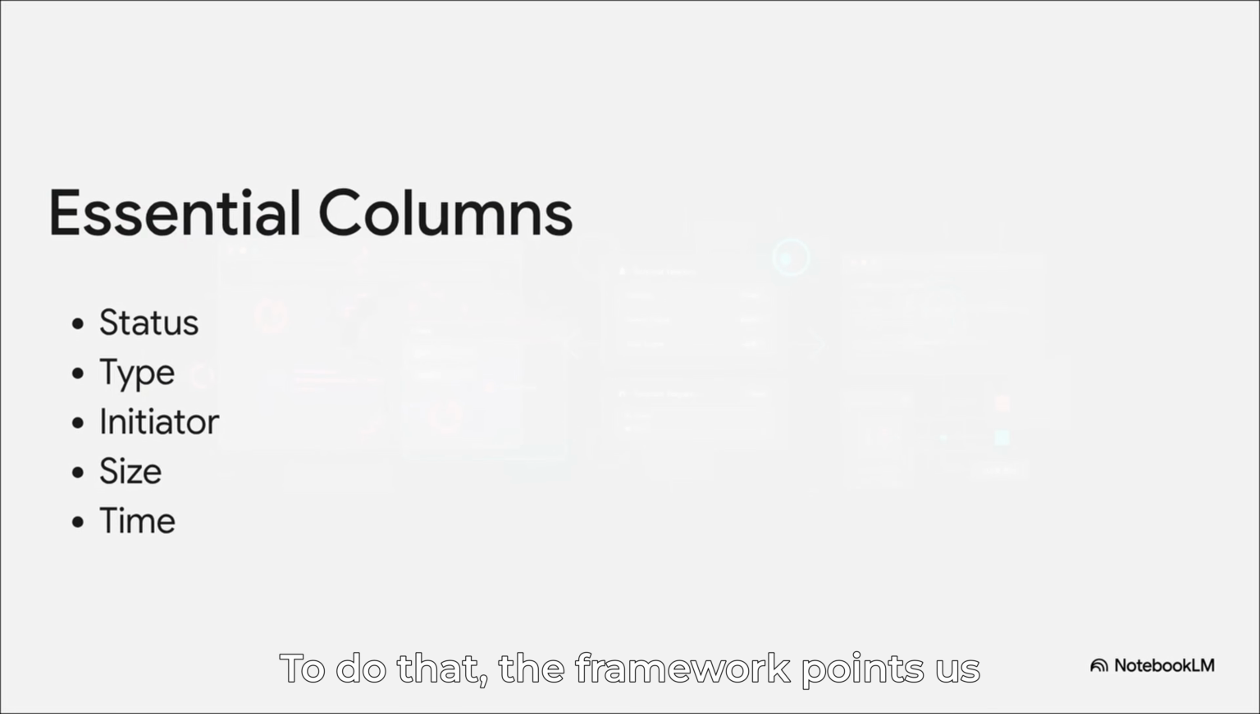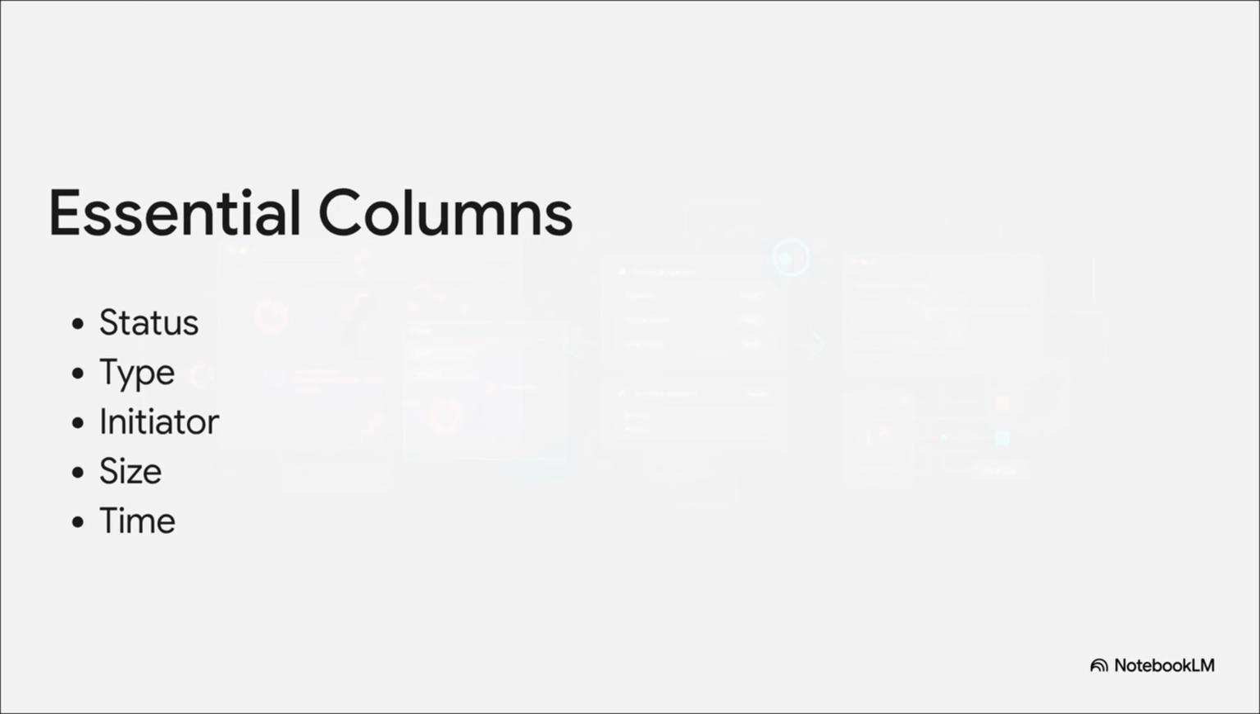To do that, the framework points us to 5 absolutely crucial columns. First up, status. This is your quick health check. Are we seeing a 200 OK or a big scary 500 error? Next is type, which tells you if you're dealing with a visual asset or raw data, like a fetch request. Then you have the initiator. This one is brilliant because it points you to the exact line of code that triggered the request. Finally, size and time, your ultimate go-to metrics for performance issues. Getting comfortable with just these 5 columns is the whole foundation of this 60-second diagnostic.